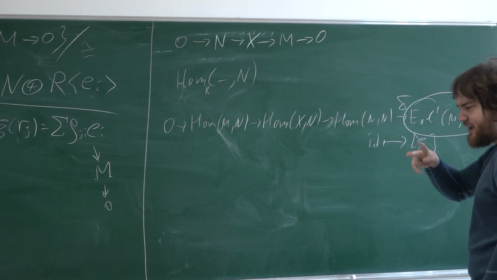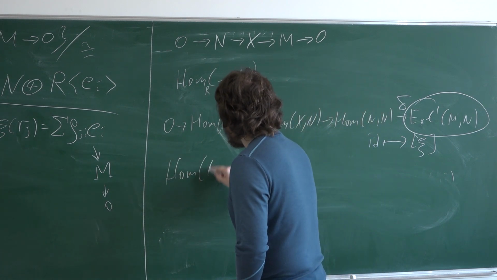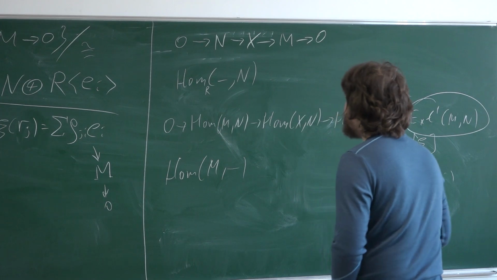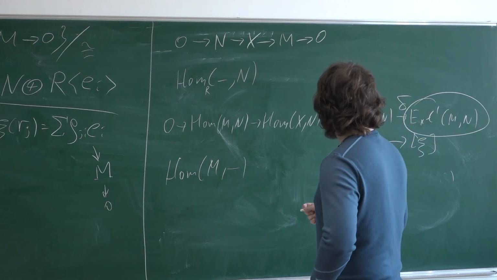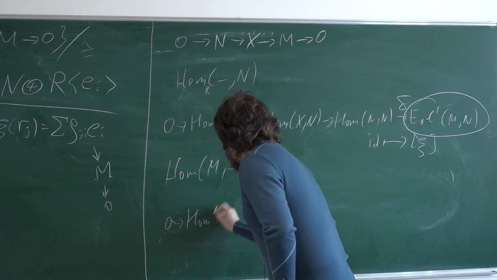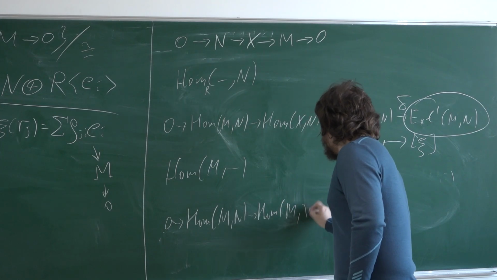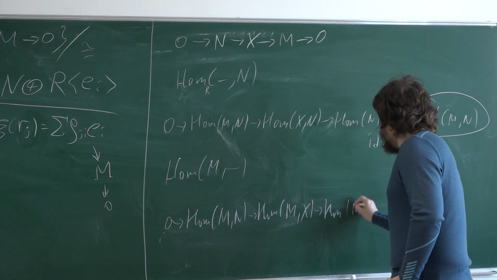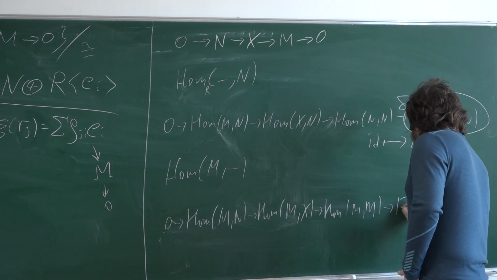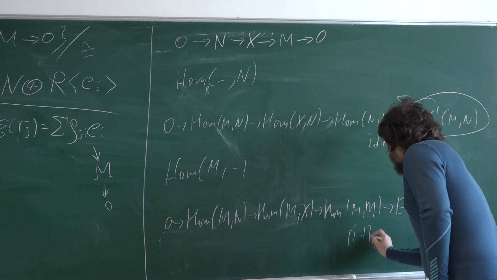Dually, you can consider Hom from M to the short exact sequence, and then you obtain an exact sequence: 0, Hom(M,N), Hom(M,X), Hom(M,M), and then again Ext^1 from M to N, and it's also the image of the identity.